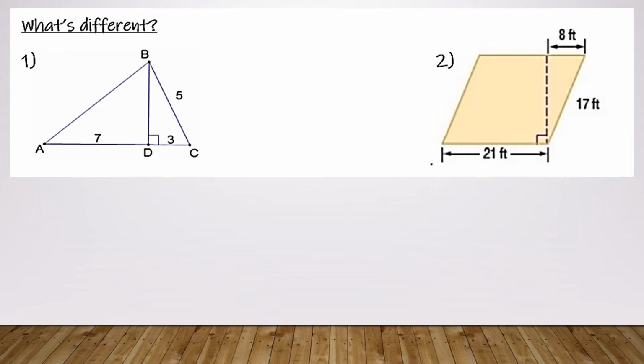Okay, so these ones are different than the ones that we just did. For both of these, we are missing the height. We don't have a value here, we don't have a value here. So we need to find that value. So our goal is to find the height first. And we know that's the height because it makes a 90-degree angle with the base.